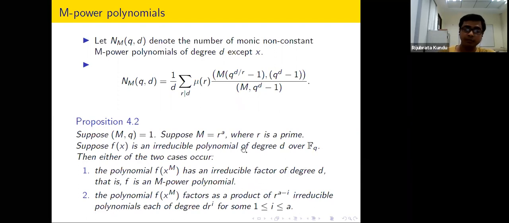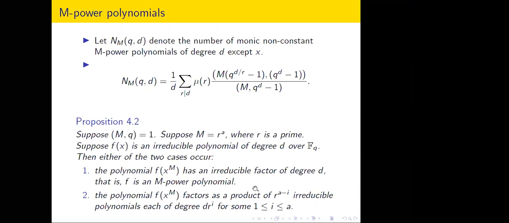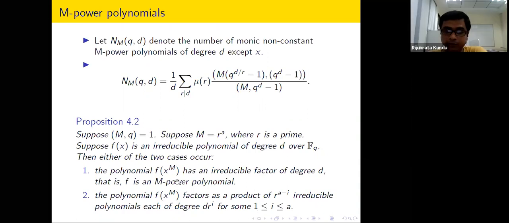If we want to see an example, take M to be just a prime, not a prime power, so A equals 1. Then it means that f(x^M) either has an irreducible factor of degree D, or f(x^M) is irreducible. So this is a trivial case. Either it has a factor of degree D or it is irreducible, because f(x^M) factors as a product of irreducible polynomials, each of degree D times R to the power I. So here I is 1, so it's just D times M. So it's just irreducible.